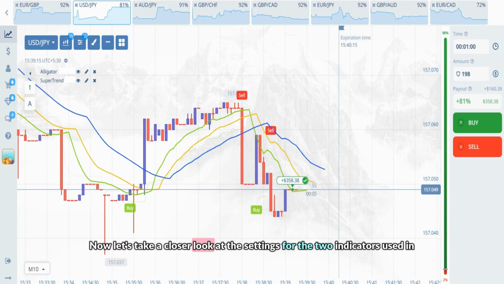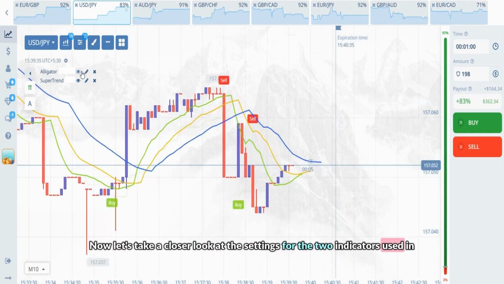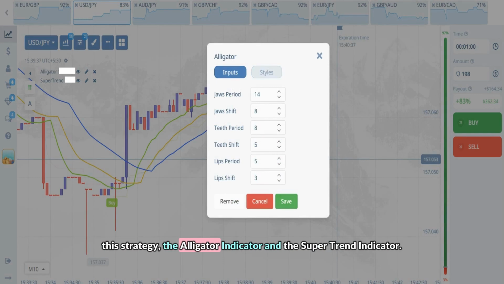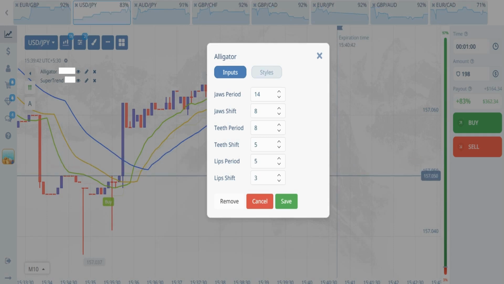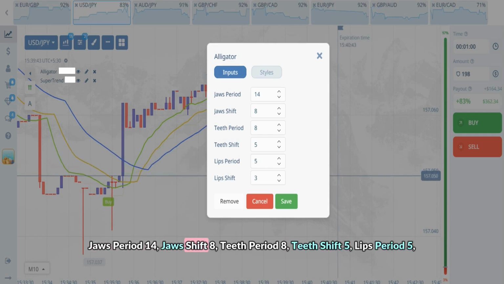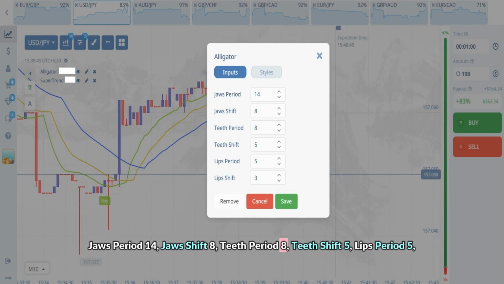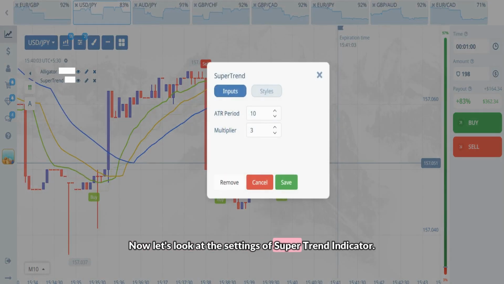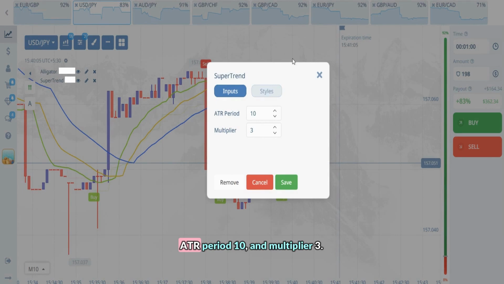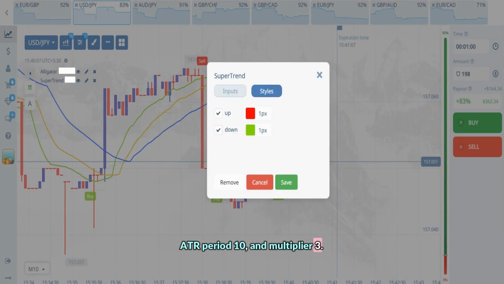Now let's take a closer look at the settings for the two indicators used in this strategy, the Alligator indicator and the super trend indicator. First of all, look at the settings of the Alligator indicator. Jaws period 14, Jaws shift 8, Teeth period 8, Teeth shift 5, Lips period 5, and Lips shift 3. Now let's look at the settings of the super trend indicator: ATR period 10 and multiplier 3.